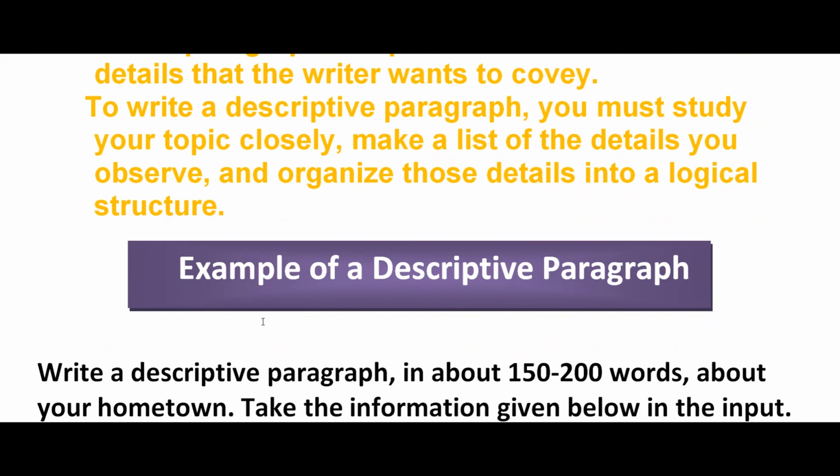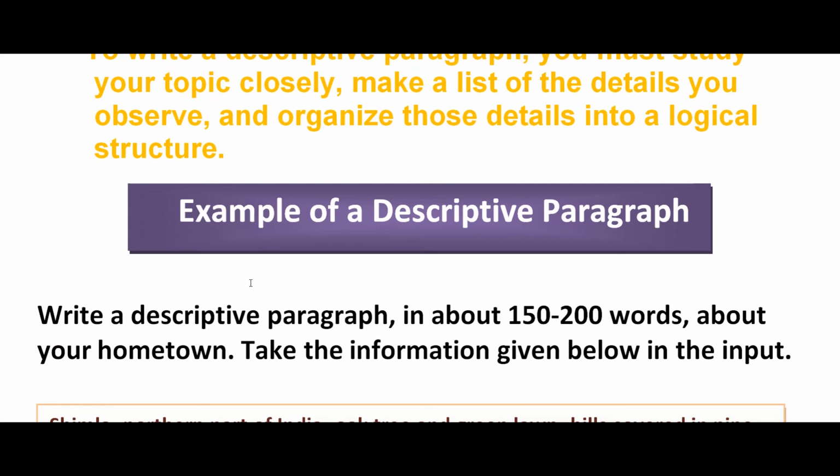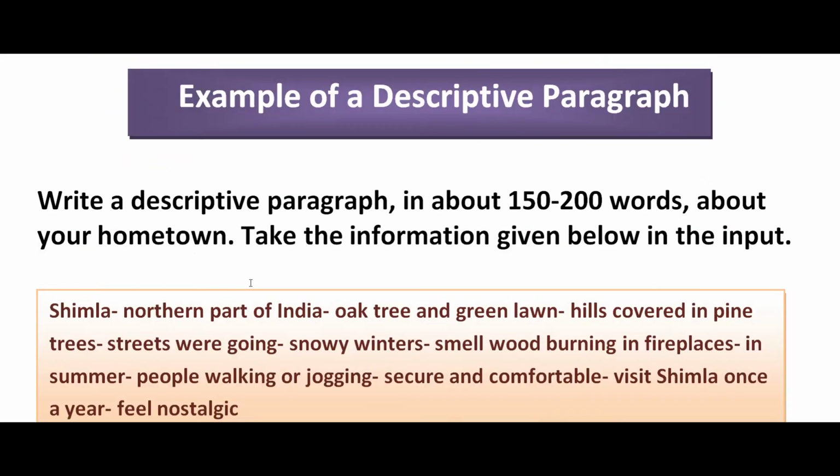Example of a descriptive paragraph. Now we will see one example. See what is the question here. Write a descriptive paragraph in about 150 to 200 words about your hometown. Take the information given below in the input. Now see, you are supposed to write a descriptive paragraph about your hometown, okay, and certain information is provided in the input also. कुछ आपको outline भी दिया हुआ है, idea मिल जाएगा उसको.